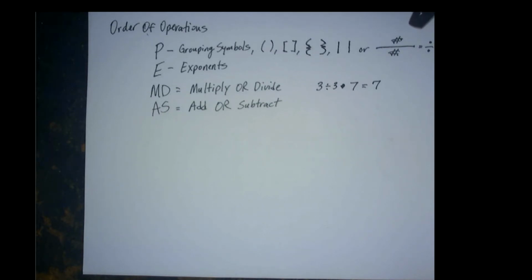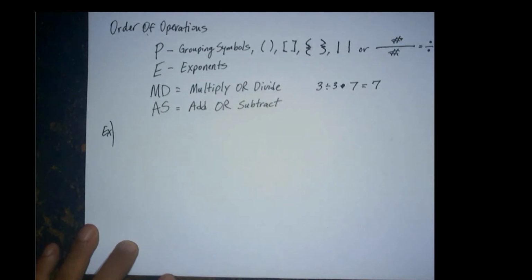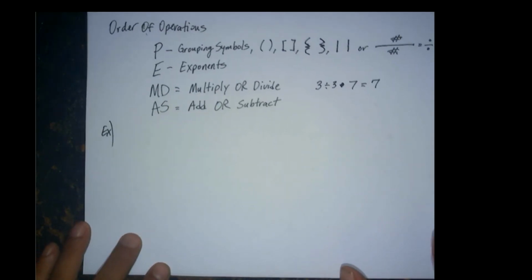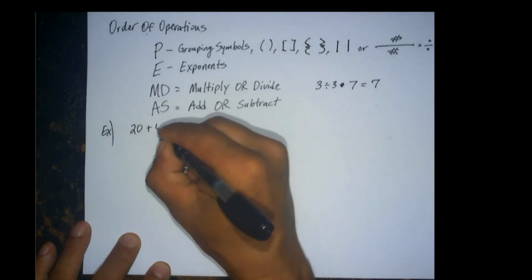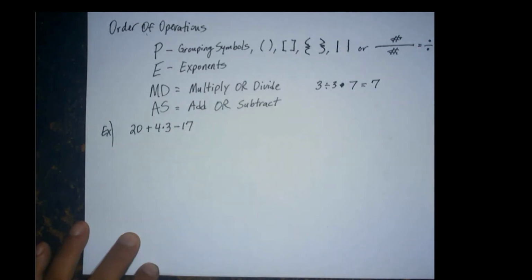All right, it's our favorite time again. I do one, you do one. Okay, here's mine. Oh, yours is actually easier than mine. I'm so nice. 20 plus 4 times 3 minus 17.